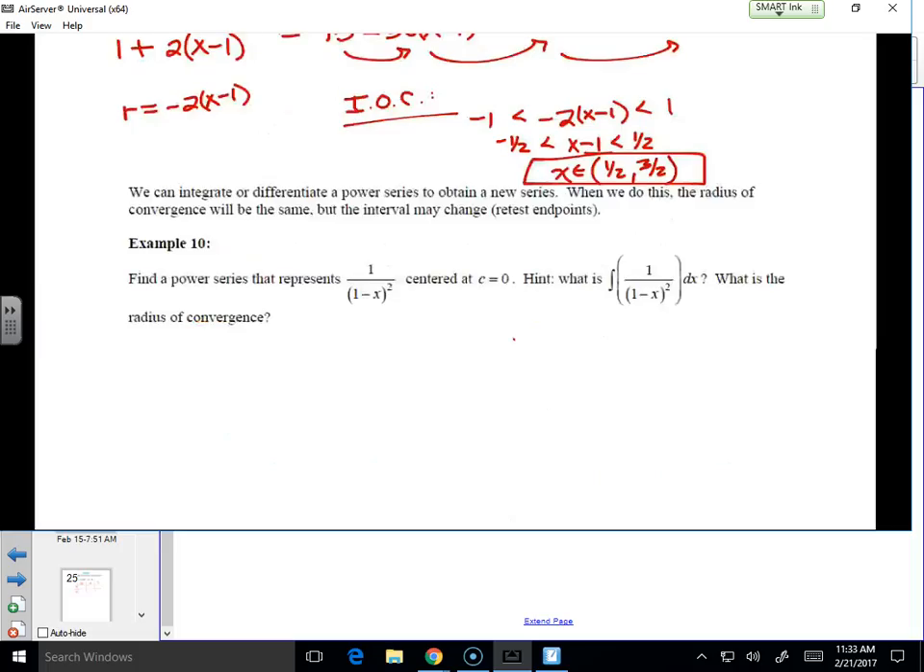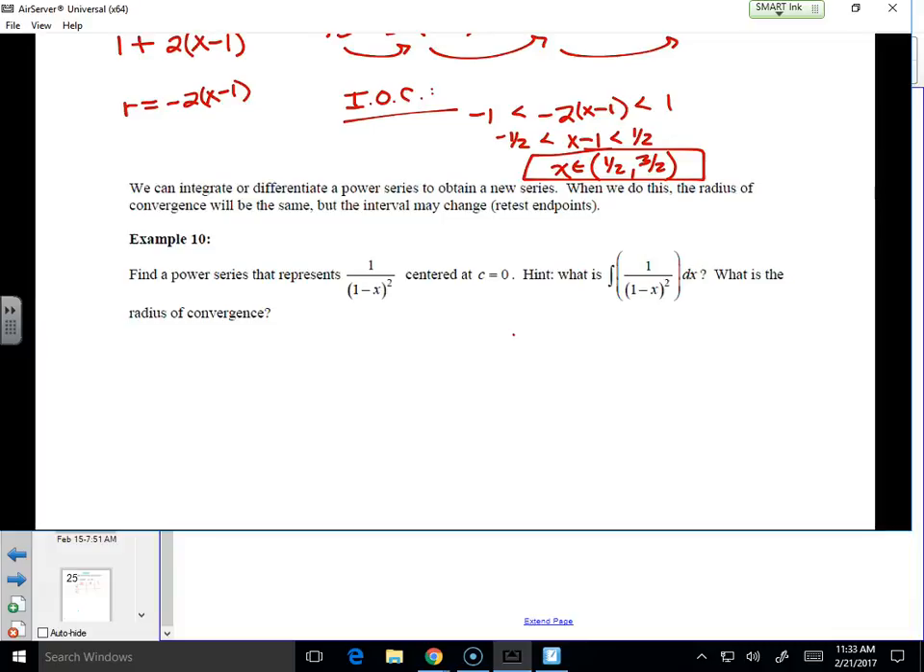Minus 2. Now this is where it's really going to get exciting. We can integrate or differentiate a power series to obtain a new series. When we do this, the radius of convergence will be the same, but the interval may change. We test endpoints. We haven't talked about testing endpoints yet. So instead of saying retest, we'll say test endpoints.